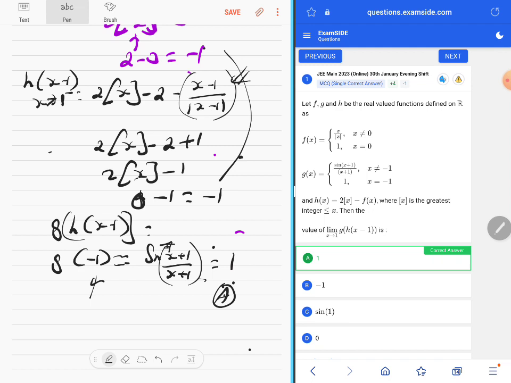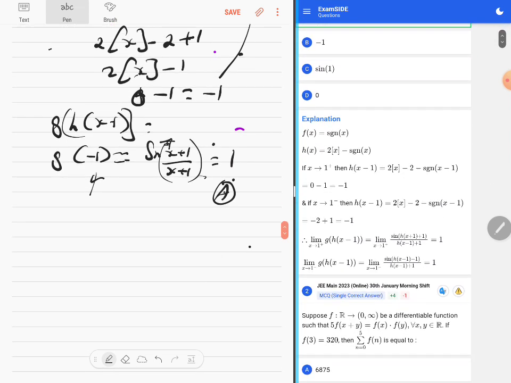So the answer thus is A. So I've completed this question. Let's go to the next question.